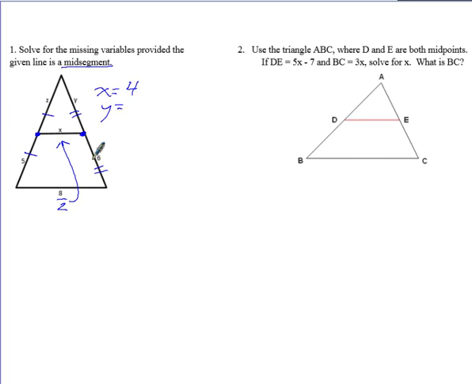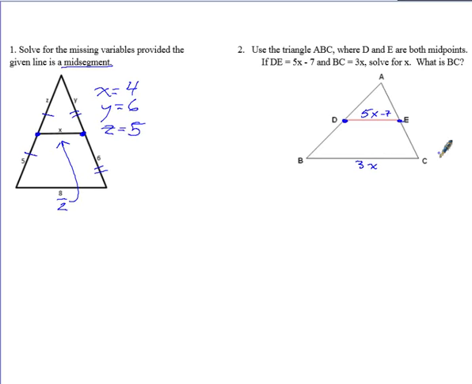Y, if this is 6, that means this is 6. And for z, if this piece is 5, then this piece is 5. Over in problem number 2, it says use triangle ABC where D and E are both midpoints. Therefore, this is a midsegment. Given that DE is 5x minus 7, and given that BC is 3x.